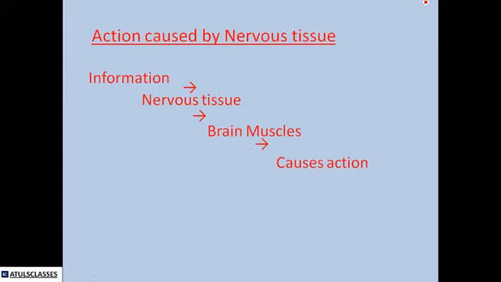How is the action caused by nervous tissue? If the information has been received, the information will be taken by nervous tissue, like we studied earlier, that is the neuromuscular junction or nerve ending. Now, this nervous tissue takes the message to the brain, and in the brain it causes action.